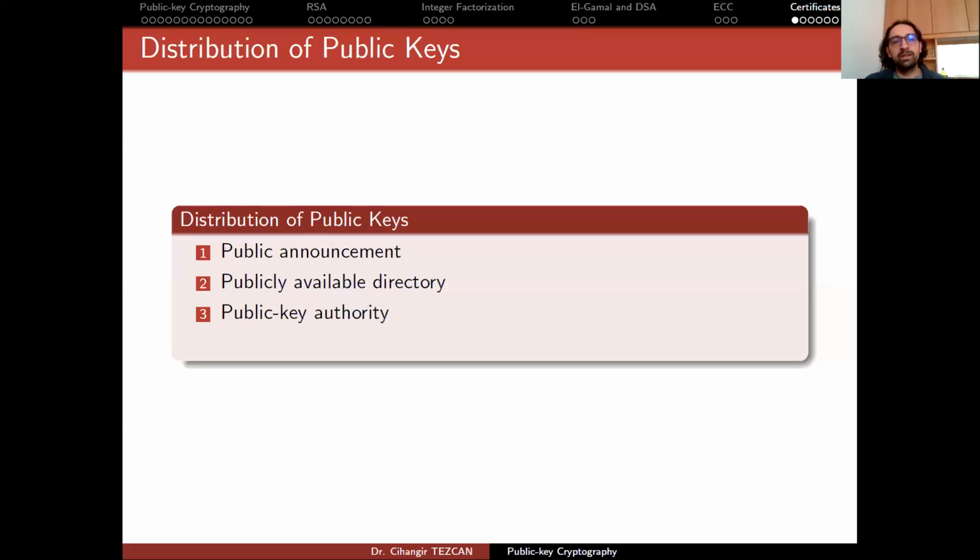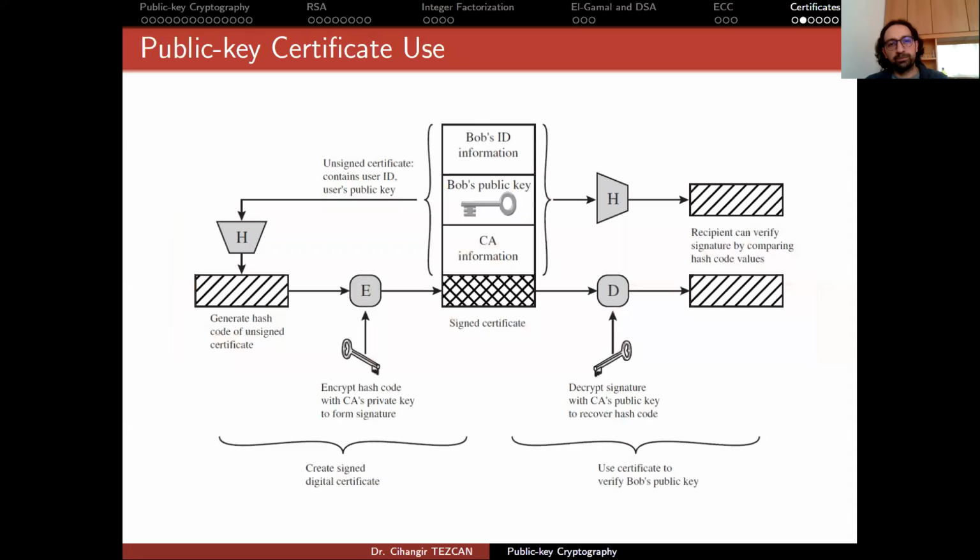But as you can imagine, storing all of the public keys at a single authority would cause a problem. It's a single point of failure, and also constant demand would cause a denial of service attack. So it is not easy to respond to everybody in a timely manner. This is why we have public key certificates. So let's see how a public key certificate is used.